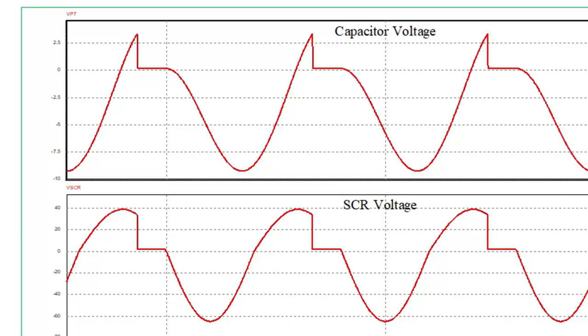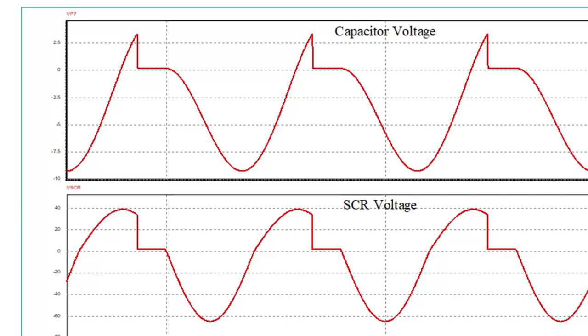Suppose you want to control the firing angle of this triggering circuit. If resistance R is reduced, then in the positive half cycle more current will flow to charge the capacitor. So the capacitor will charge quickly, the time constant is reduced, or the charging time constant is reduced. So R is known as the firing angle controller. By changing the value of R, you can control the firing angle, and this firing angle can be achieved close to 180 degree.